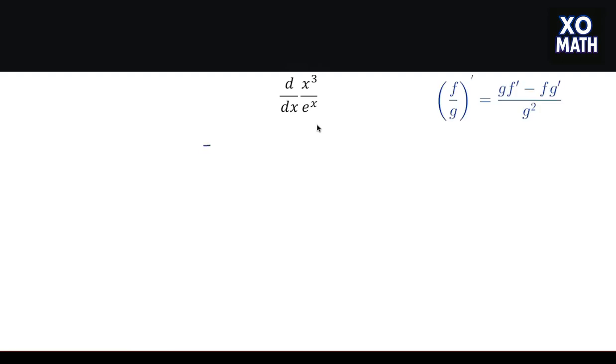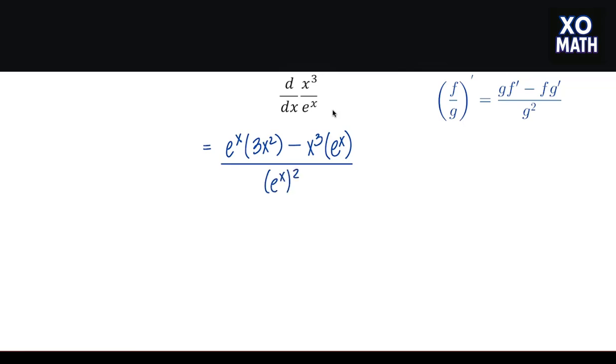Here what we'll do is start with the bottom function, e to the x, times the derivative of the top. So we'll have e to the x times the derivative of x cubed, which is 3x squared, minus the top function, x cubed, times the derivative of the bottom function. Well, the derivative of e to the x is just e to the x. And then all over the bottom function squared. So that's e to the x squared.